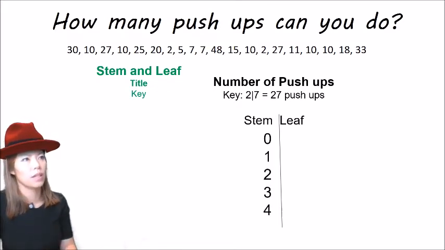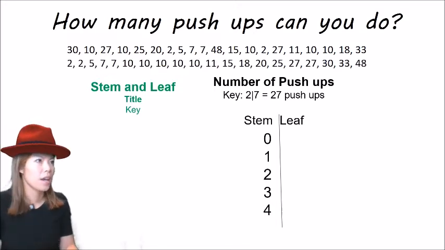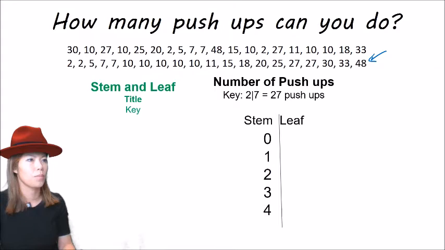We're going between 0 and 48, so we're going to stop at 40 or 4. Then we're going to look at the values. Now, it's important to put the values in order from smallest to largest, otherwise we won't be able to see that. So let's do that. So now that we have them in ascending order, we can put them in a stem and leaf plot.